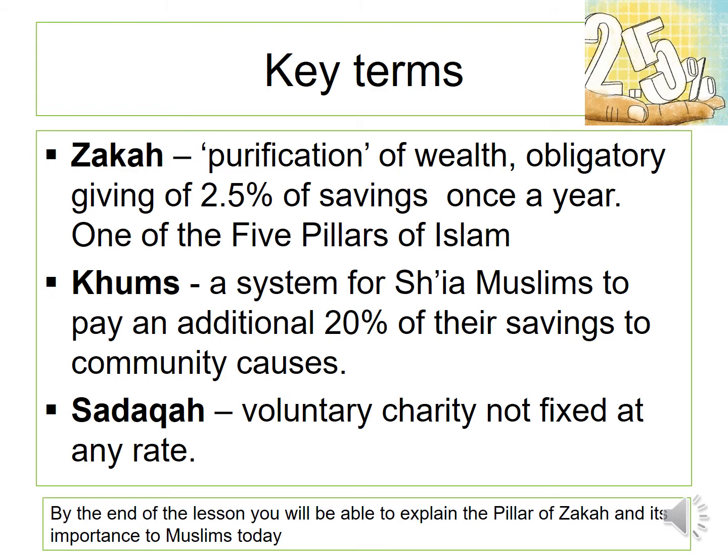Most people nowadays will give 2.5% of their savings. In the past, it could be a certain amount of your livestock or things like that, but for most people, it's just 2.5% of their savings. Shia Muslims give khums, and that is an additional 20% of their savings, and it's given for community causes. They can pick which time in the year they give it, but they give it once a year.